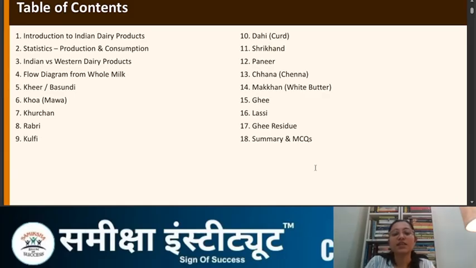Because this table which I'll teach you will be very important from the examination point of view, and many times questions have been asked from this portion, that which kind of Indian dairy product corresponds to this Western dairy product, or which kind of technology or processing method is used for producing this dairy product. These kind of questions are asked multiple times in the examination. And LPT being a very small topic, very small subject, you can easily predict which kind of questions will be asked in the examination.